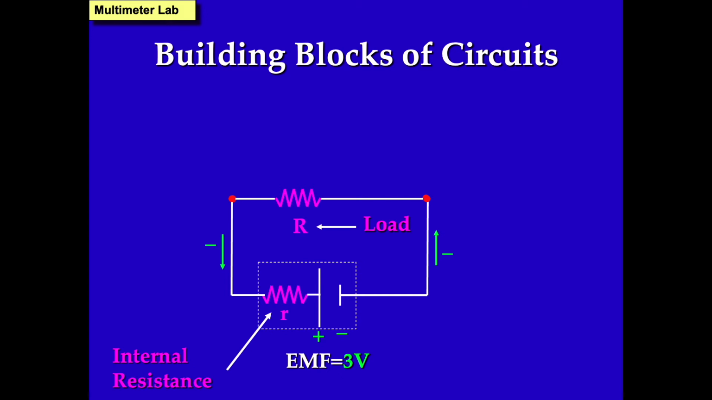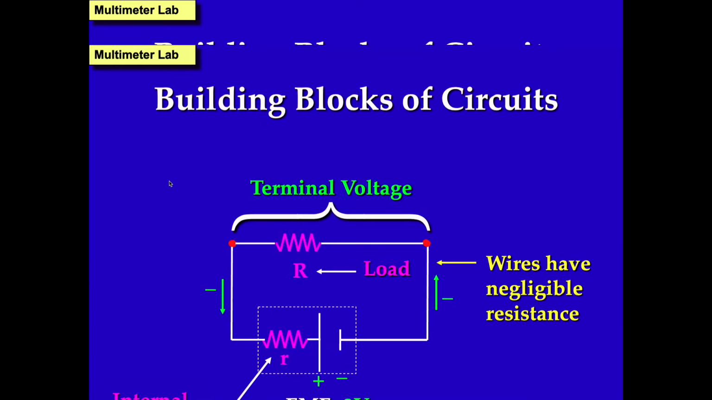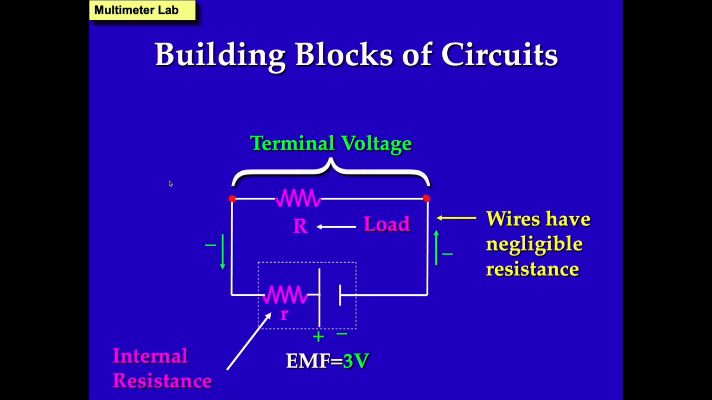And as that gets bigger, in other words, as your battery gets worse, the R gets bigger, and then the voltage across the load decreases. So the voltage across the load is not the EMF, but it's the terminal voltage. Okay, it's called a terminal voltage.